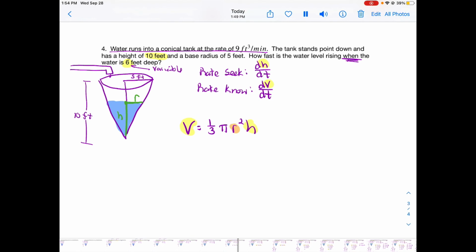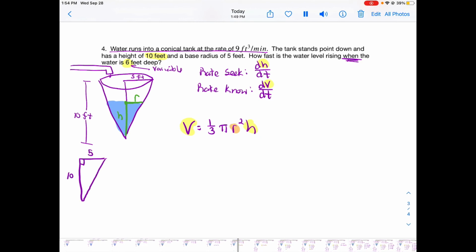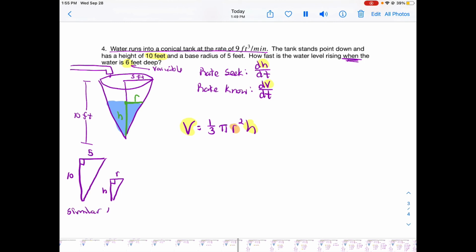I think it's a little bit easier to find the variable r in terms of h. To do this, we have to remember something called similar triangles. So look back at the cone here. If I put a cross section of the cone, the cone itself has a height of 10 and a radius of 5. Now, if I did a cross section of the water, it has a height of h and a radius of r. These are similar triangles. And remember, the proportions of similar triangles is that I could say r is to h in the small triangle as 5 is to 10 in the large triangle.